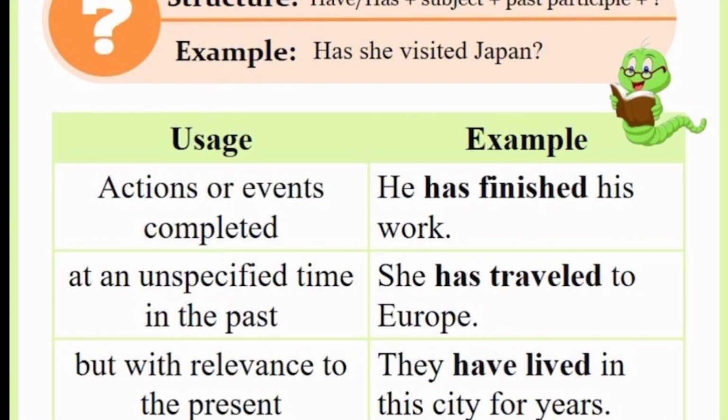She has traveled to Europe. Because if the action is specified, if the time is specified, then we will not use present perfect. We use simple past. We will say she traveled to Europe last year. So we cannot say she has traveled to Europe last year. It is wrong. Then action that still has relevance in future. They have lived in this city for years. Definitely, they are still living in the city.